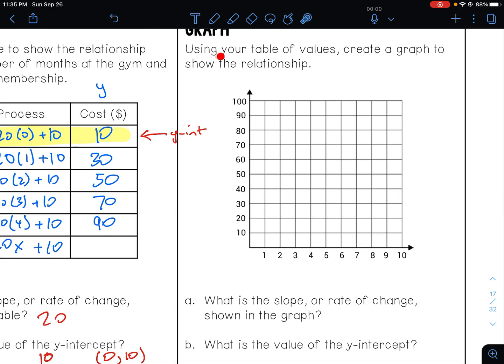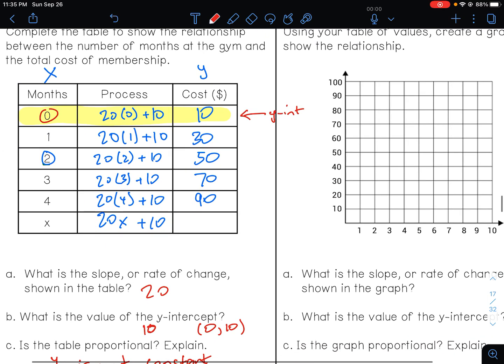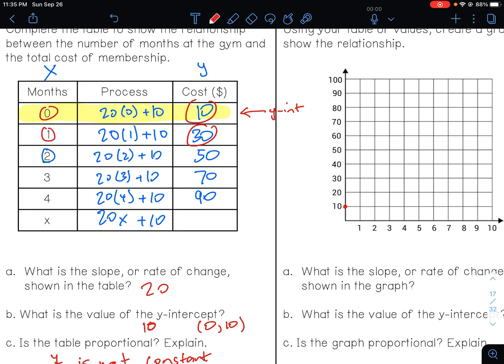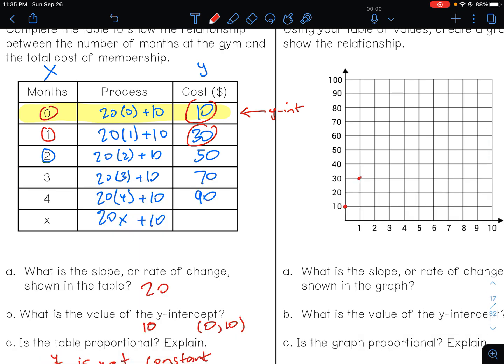All right, let's try this. Let's use the table and graph the relationship. So when x is 0, y is 10. So at 0 months, it's $10. And then at 1 month, it's 30. 1 month is 30. 2 months is 50. 3 months is 70. 4 months is 90. So on and so forth. Let's draw a straight line. Try to do it as straight as I could.